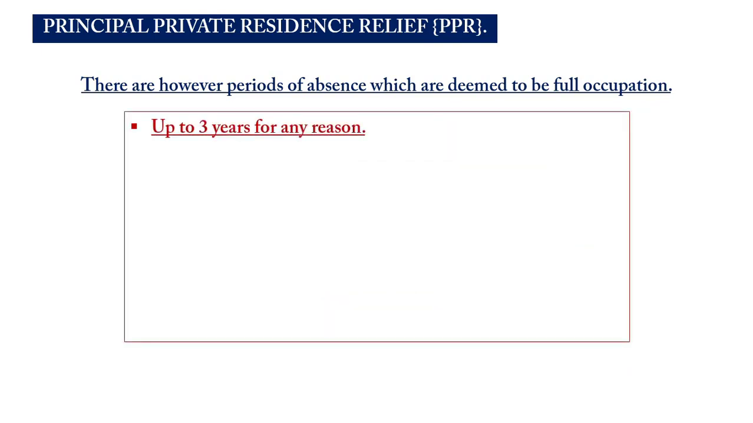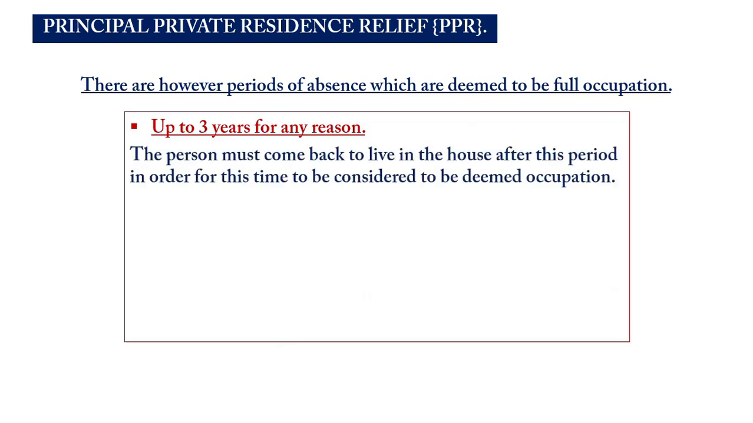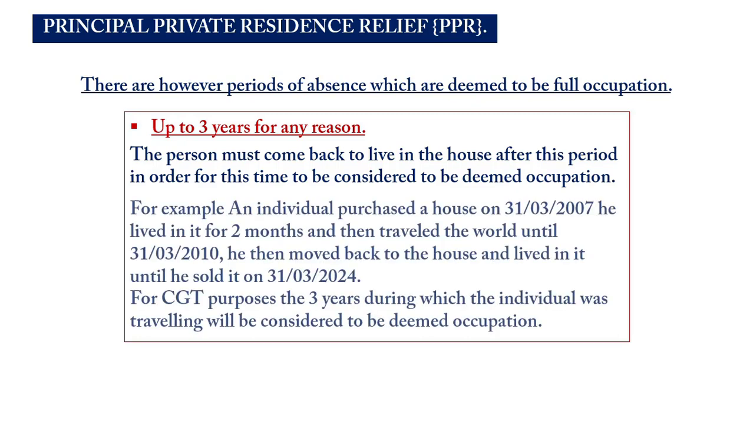Now, lastly, any period up to 3 years for any reason. So the person didn't occupy the house. It doesn't have any employment reason. It doesn't have any traveling reason. It doesn't have any reason. He just left the house and went somewhere else. That will be 3 years, provided the person also comes back to occupy the building.